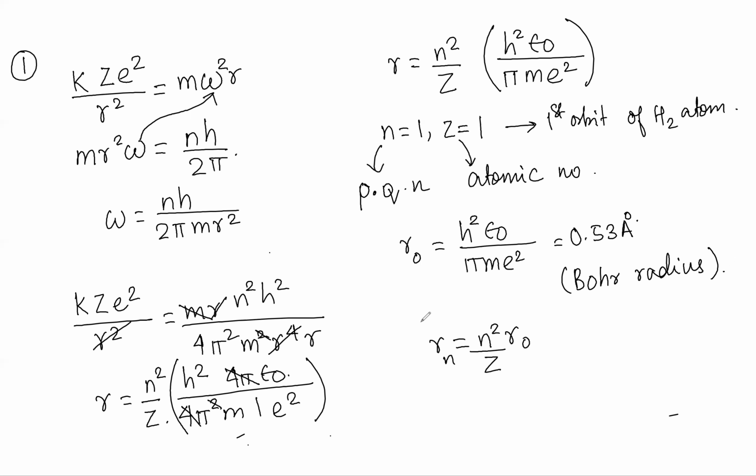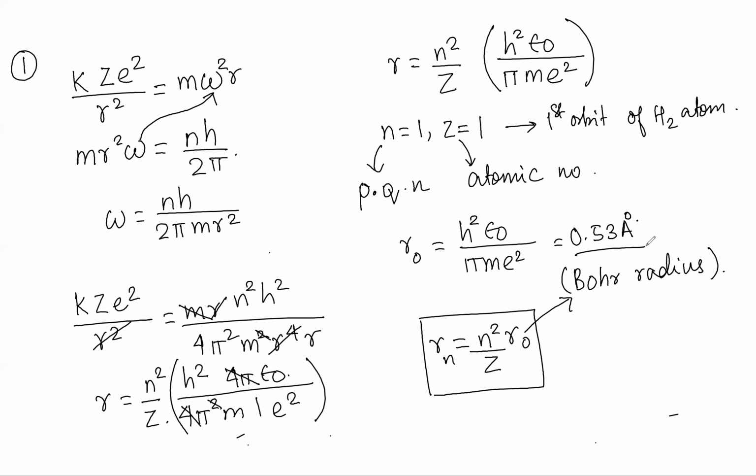Okay, so this is the formula that we'll use in all the questions where the radius of an atom is required. So the radius of an electron in an atom is n square divided by z multiplied by r0. Okay, what is r0 called? r0 is called the Bohr radius. It has a value of 0.53 angstroms.